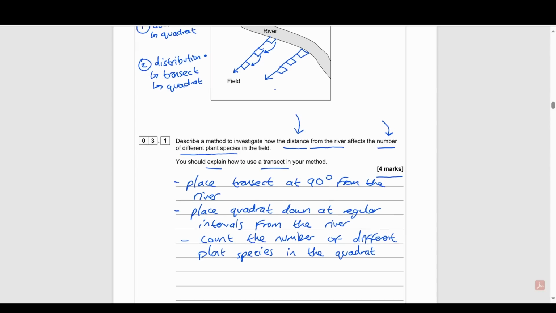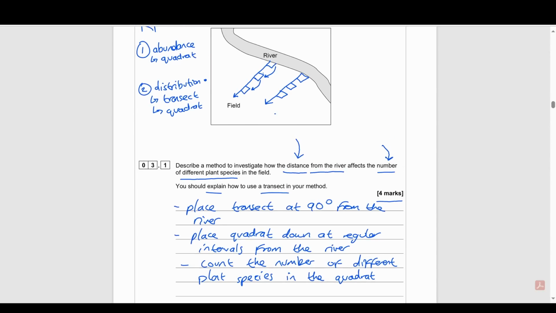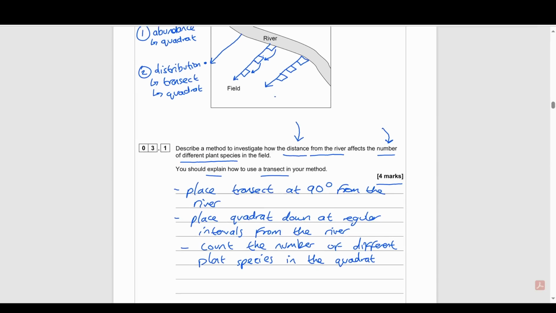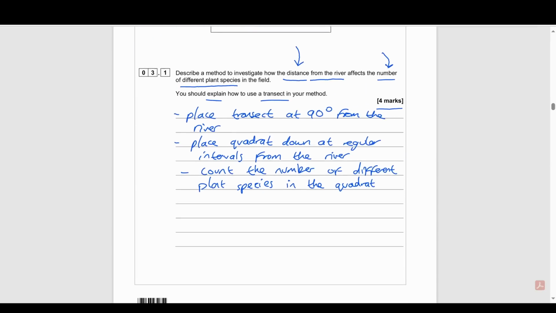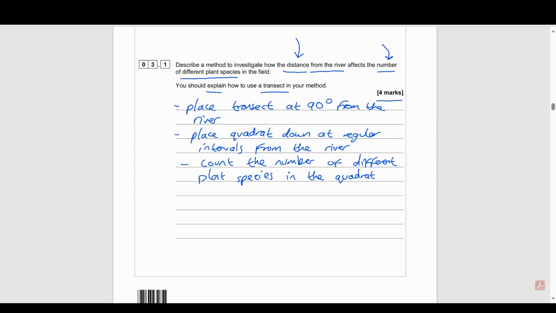But the more times that you do it, the more reliable your result would be. So you would then, after we do that a second time, try to do that one more time. That would allow us to then get some more reliable results. So the last thing that you want to say is repeat with at least 2 more transects.